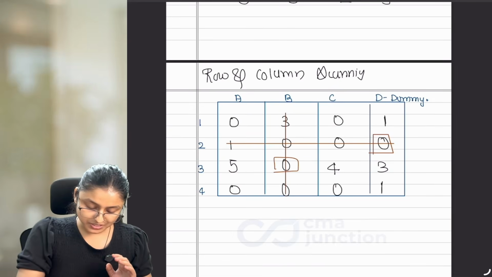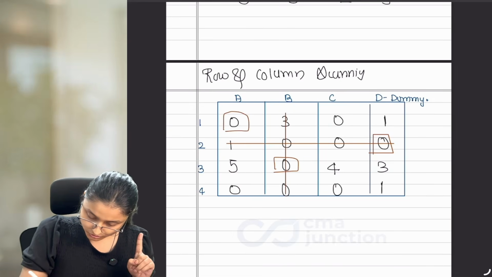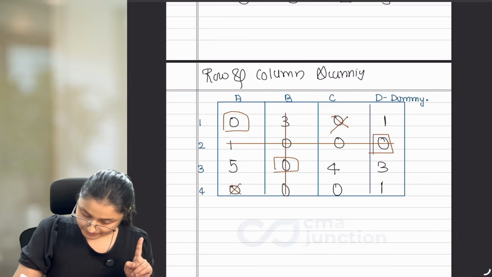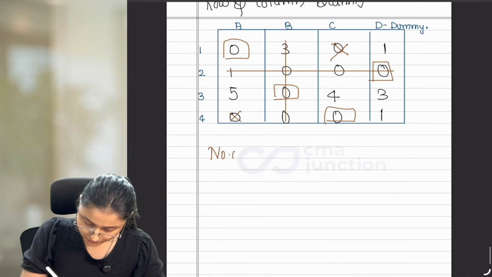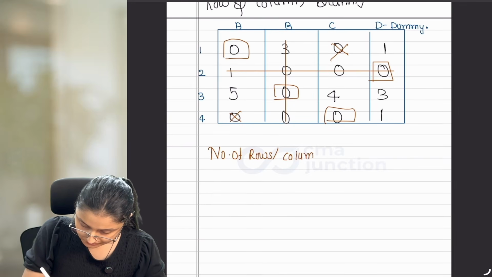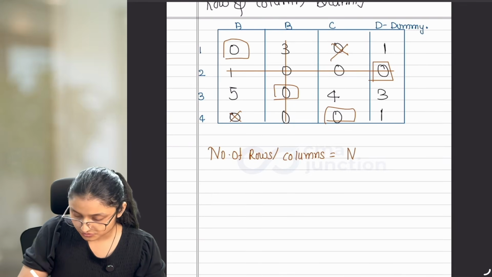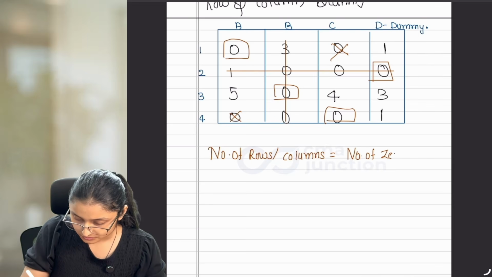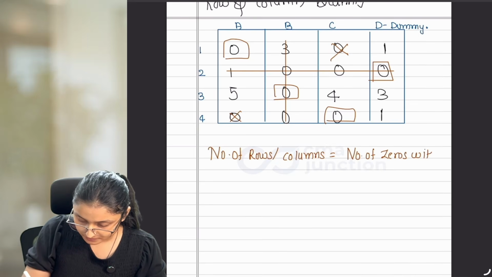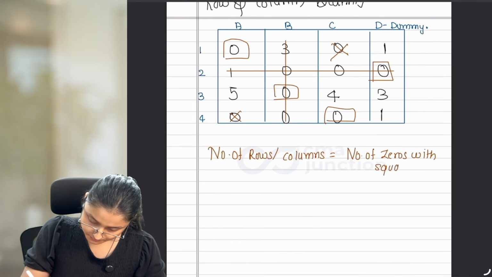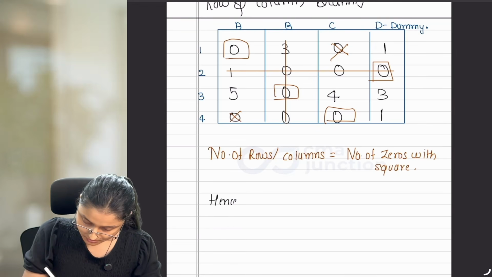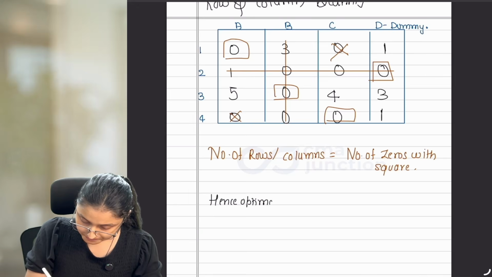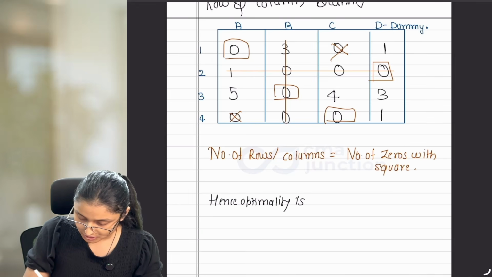So first let me calculate the first solution. And then we will show the alternative solution separately. Number of rows or columns is equal to number of zeros with square. Hence we reached optimality. Hence optimality is achieved.